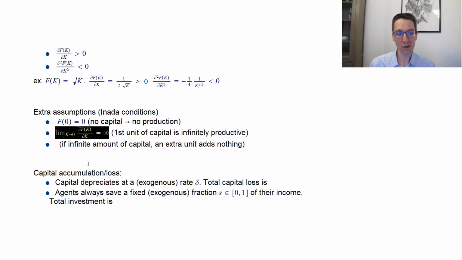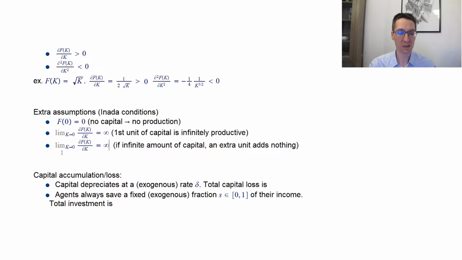All right, so this is my second Inada condition. And the third one will be actually the reverse of the second one. This one makes a lot of intuitive sense. If I have an infinite amount of capital, then one extra unit doesn't give me anything in terms of production. So the marginal productivity of capital when capital tends to infinity is 0. So I can just rewrite this the same way: the limit when k tends towards infinity of df of k over dk equals 0.